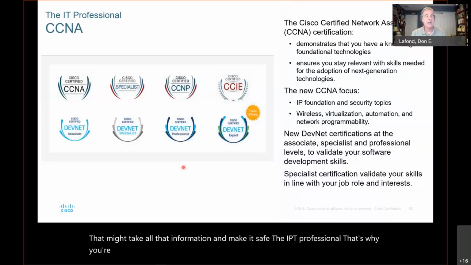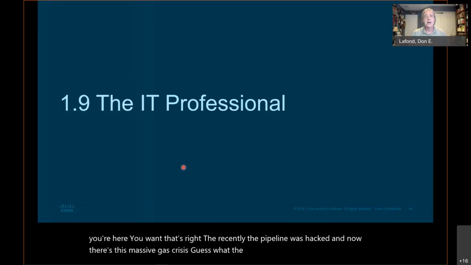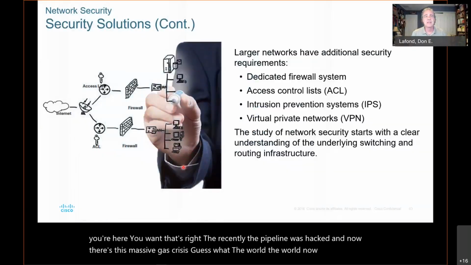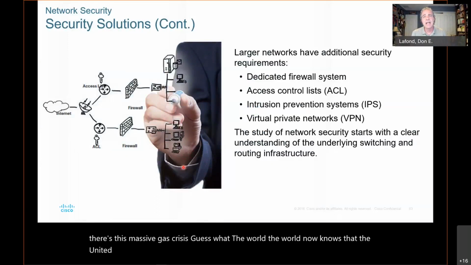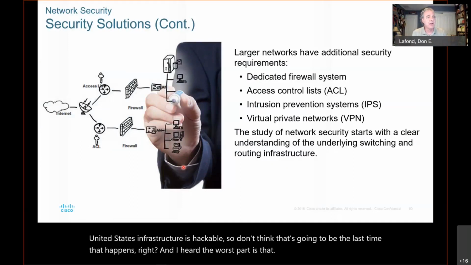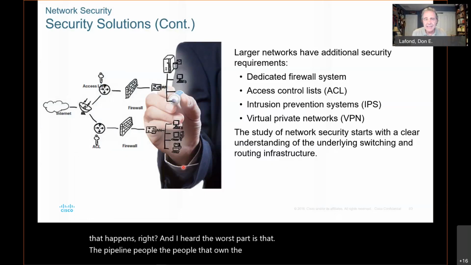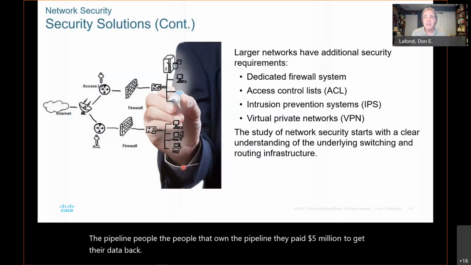Recently the pipeline was hacked and now there's this massive gas crisis. Well, guess what? The world now knows that the United States infrastructure is hackable. So don't think that's going to be the last time that happens, right? And I heard the worst part is that the people that own the pipeline paid $5 million to get their data back. Somebody wasn't doing their job.